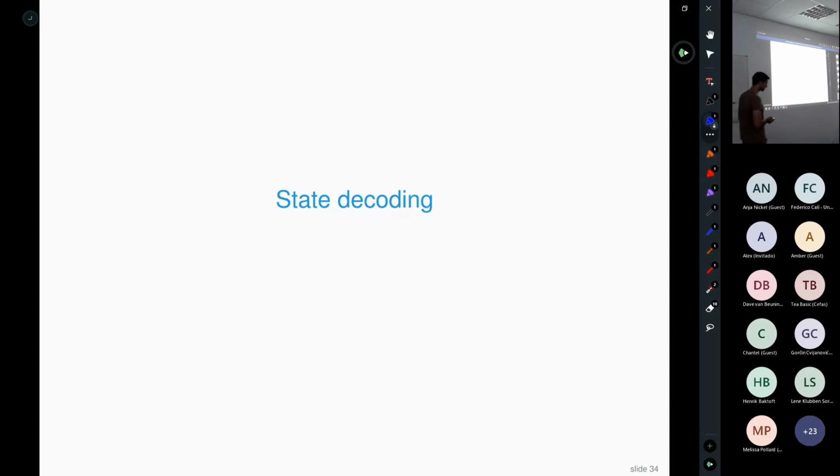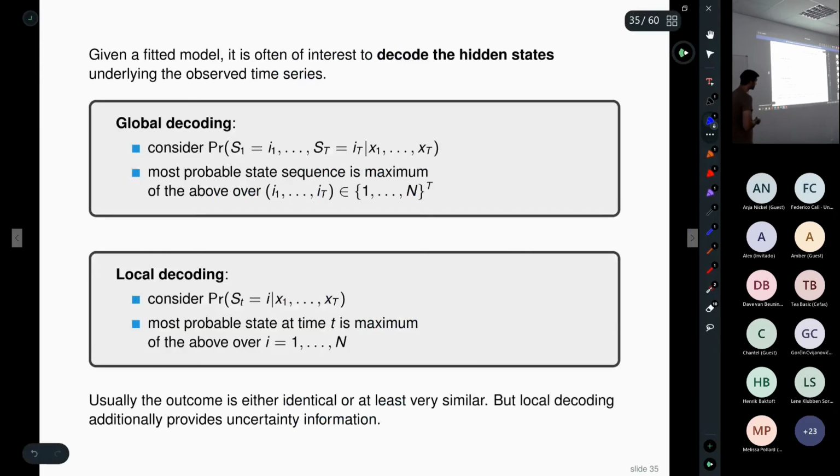State decoding simply means you have your time series of steps, for example, and you want to know what the animal did at any point in time. Did it travel, did it forage, did it rest? You have your time series and you want to decode the underlying, hidden states. There are two ways you can do that. Slightly mathematical slide, but there will be visualizations in a second. You can globally decode, which means that you find the most likely sequence of states to have generated the data.